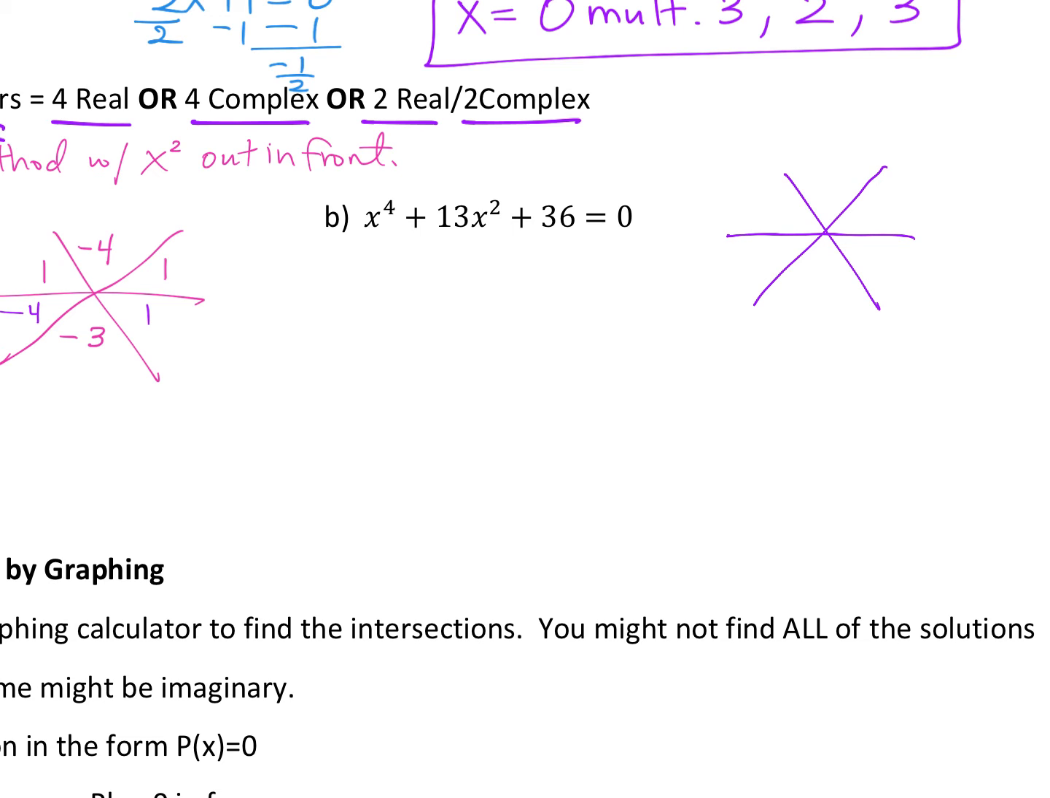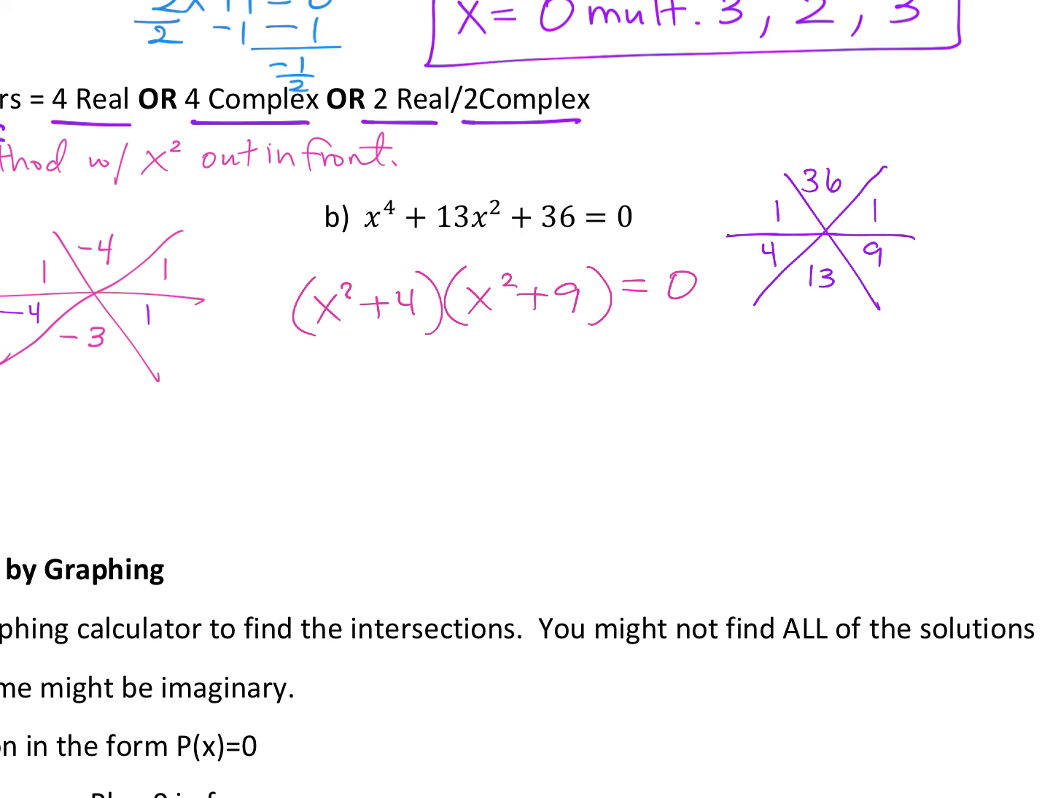What'd you put on top here of your star? 36. 13 on bottom, right? Your A term is 1. So what two numbers did you use? 4 and 9. Okay, so now here's where it's different. What'd you write? X squared plus 4 and x squared plus 9 equals 0.